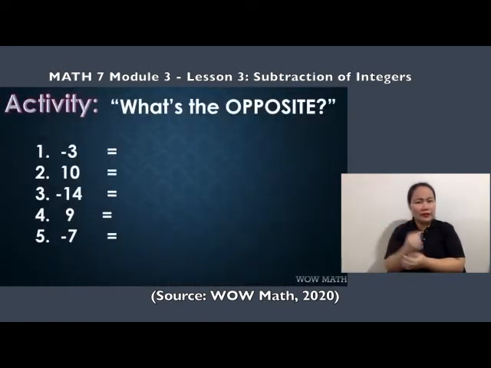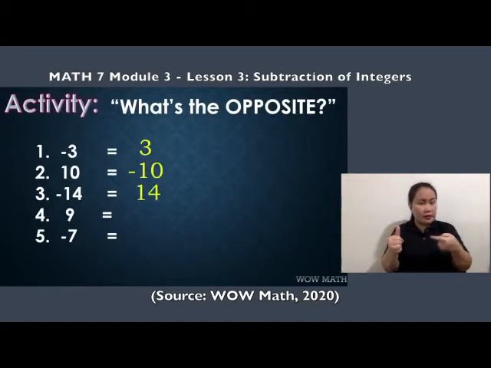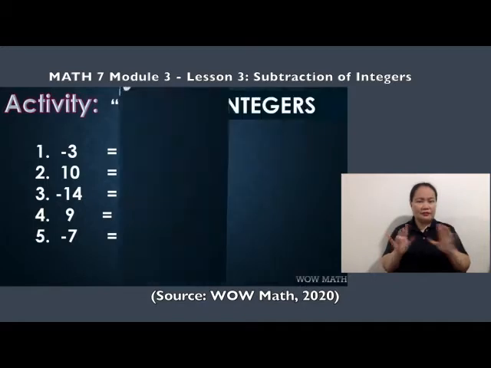Okay, so what's the opposite? So we will give the opposite o yung tinatawag nating additive inverse. So iisa lang yon. So what is the opposite of negative 3? That is positive 3. Positive 10 is negative 10. Negative 14 is positive 14. Positive 9 is negative 9. And negative 7 is positive 7.